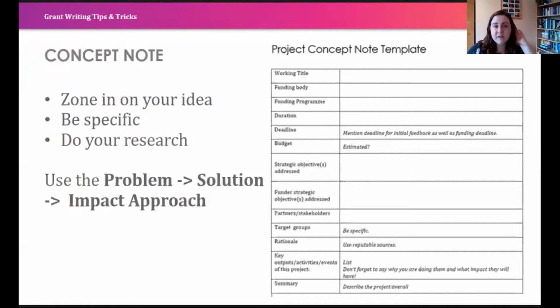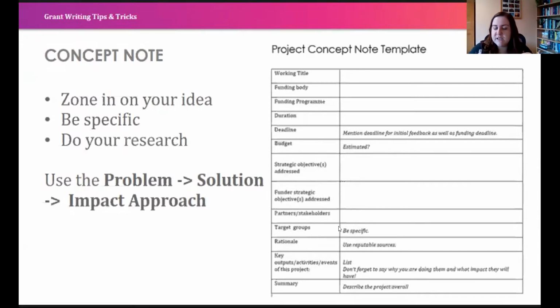This is the concept note that I mentioned, and as I said, you'll receive a template of this that you can adapt for your own needs, but it really encourages you to ask the questions and hone in on your idea and really clarify it. And it forces you to look at what strategic objectives of your organization are addressed, and how that matches with the funder's priorities and objectives. So there should be clear overlap there.